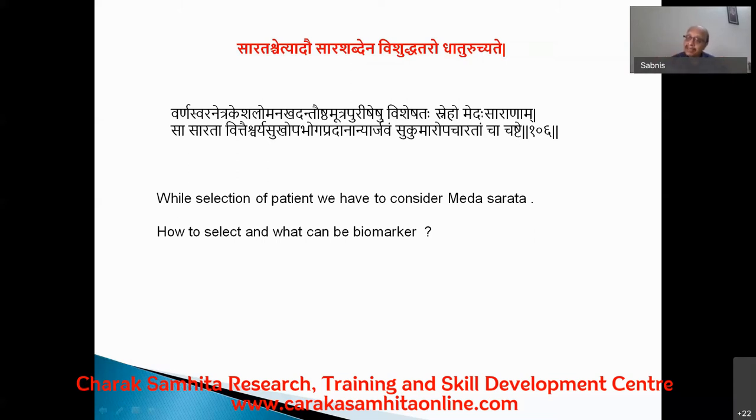So here the biomarkers to be taken, for example, if I have taken a certain tiktarasatmak medicine, or I have taken guggulu as my research drug, then my biomarker will vary as per the drug and as per the mode of action of that drug. Another thing which I will forget telling because I have not included it in the slide.